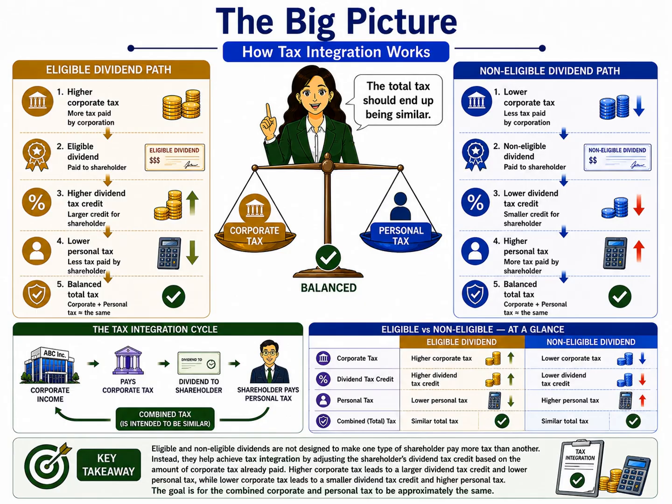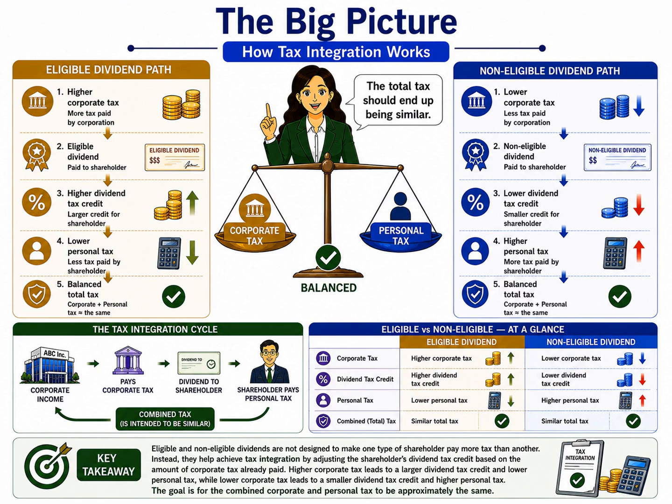This example brings together everything we've learned about eligible dividends, non-eligible dividends, and tax integration. The most important idea to remember is that Canada's tax system is designed to balance corporate tax and personal tax so that the total amount of tax paid is approximately the same, regardless of how the corporation was taxed.